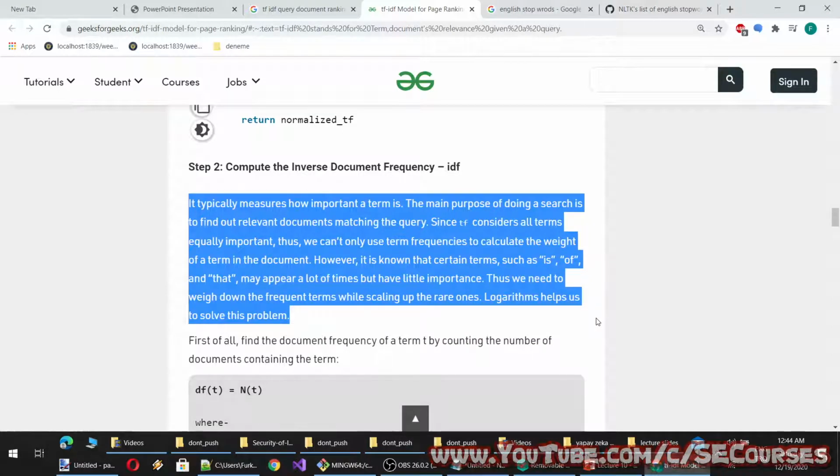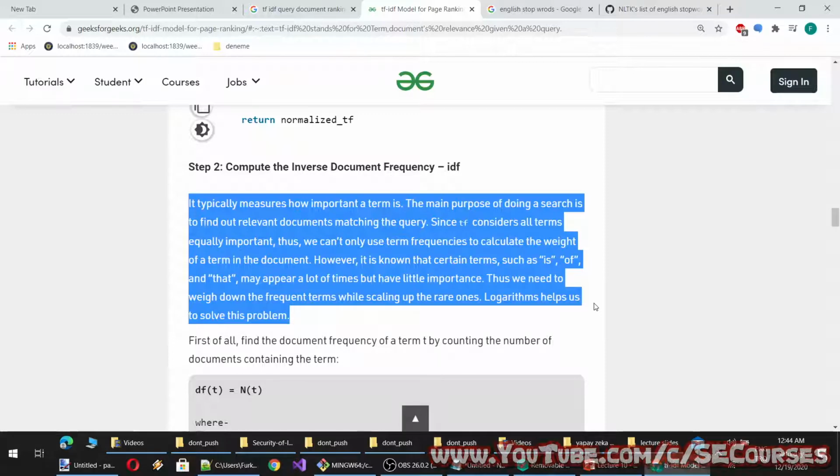It typically measures how important a term is. The main purpose of doing a search is to find out relevant documents matching the query. Since TF considers all terms equally important, we can't only use term frequencies to calculate the weight of a term in the document. However, certain terms, such as "is", "of", and "that", may appear a lot of times but have little importance.